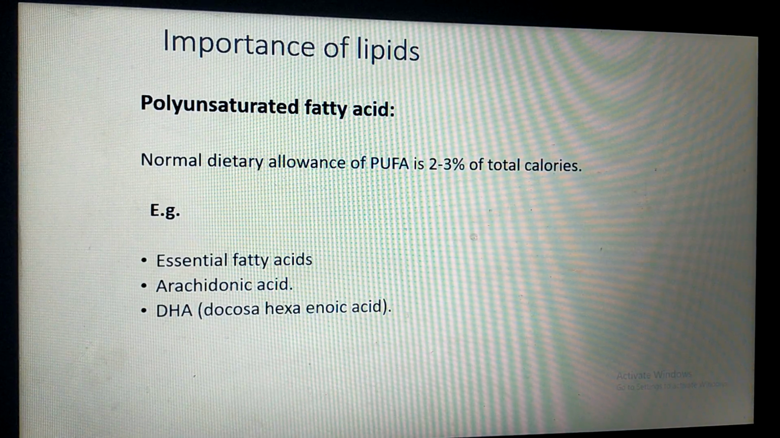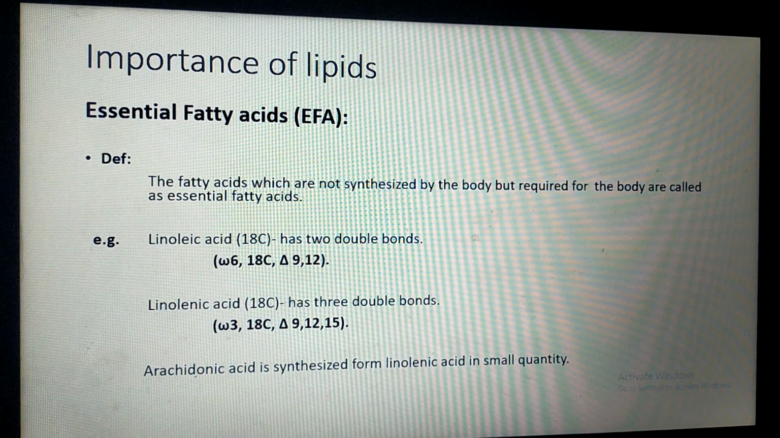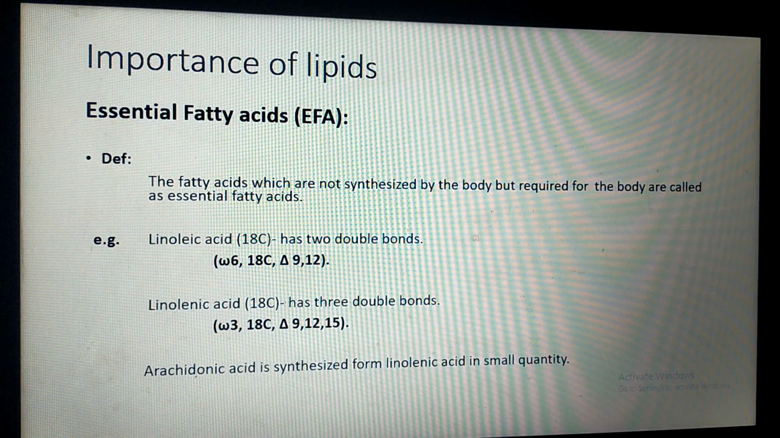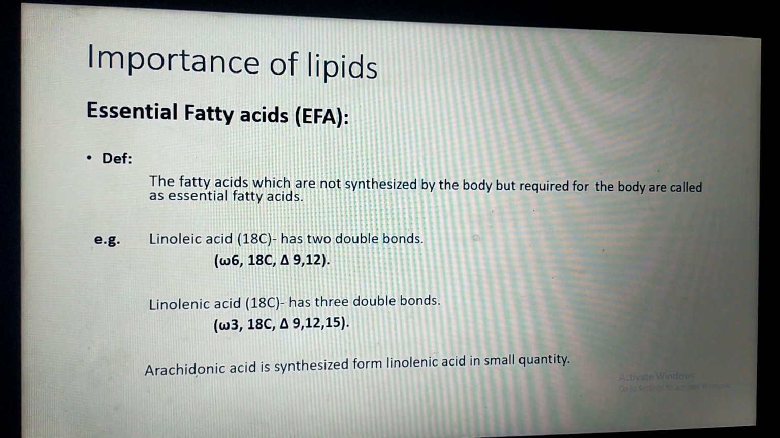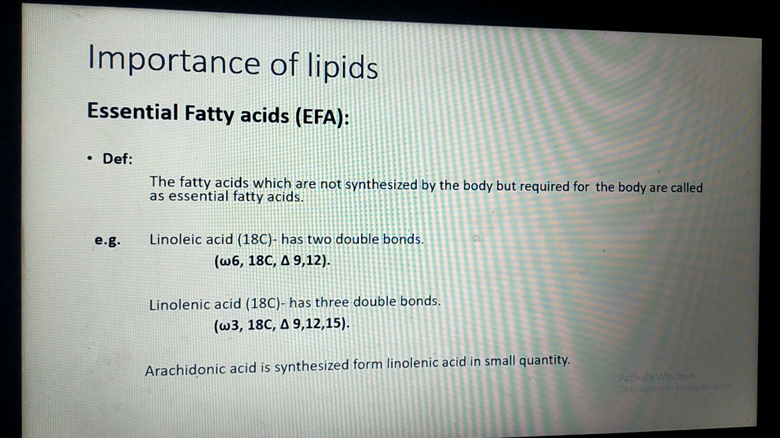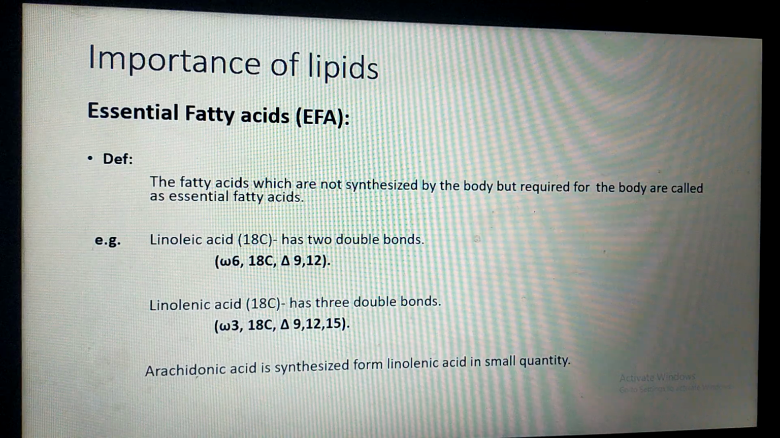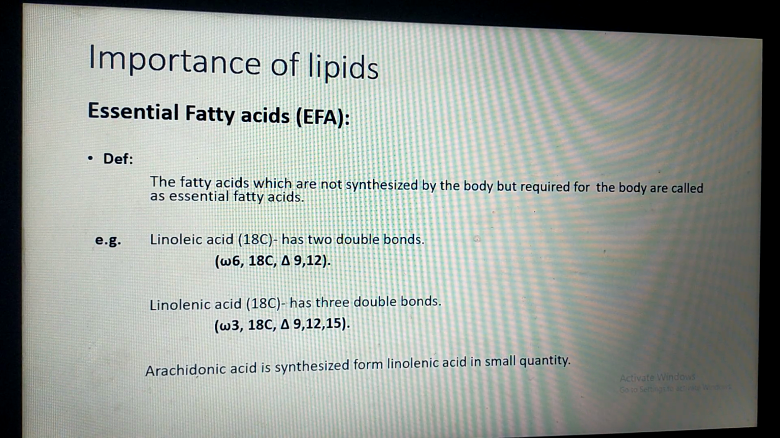Polyunsaturated fatty acids may be essential fatty acids, arachidonic acid, and docosahexaenoic acid. First is essential fatty acids. The fatty acids which are not synthesized in the body but required for the body are called essential fatty acids. Examples: linoleic acid, 18 carbon with 2 double bonds. It is an omega-6 type of fatty acid. The position of the 2 double bonds is at the 9th and 12th carbon.